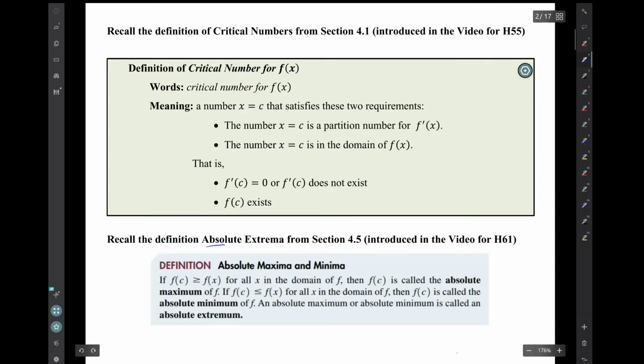We had the definition of absolute extrema from section 4.5. Those were introduced in the video for homework 61. An absolute max for a function is a y value with the property that it is the greatest y value on the domain of the function. That is, if you compare f of c to f of x for all x in the domain of the function, f of c is greater than or equal to f of x. An absolute min is a y value f of c with the property that it's less than or equal to f of x for all x in the domain of f of x.